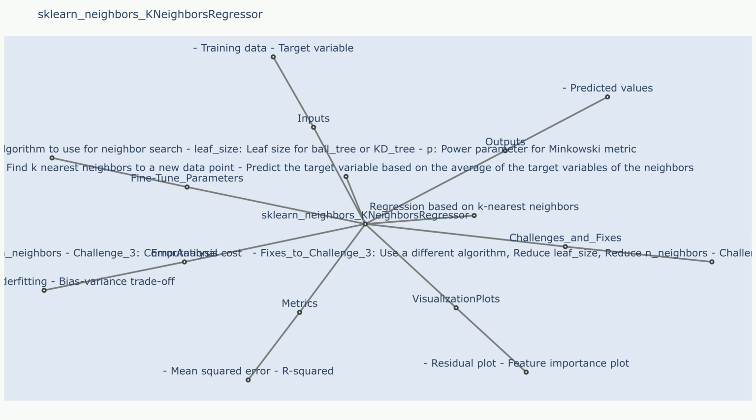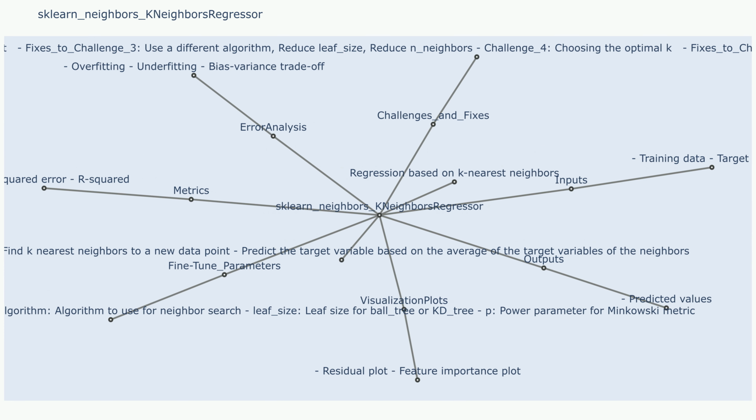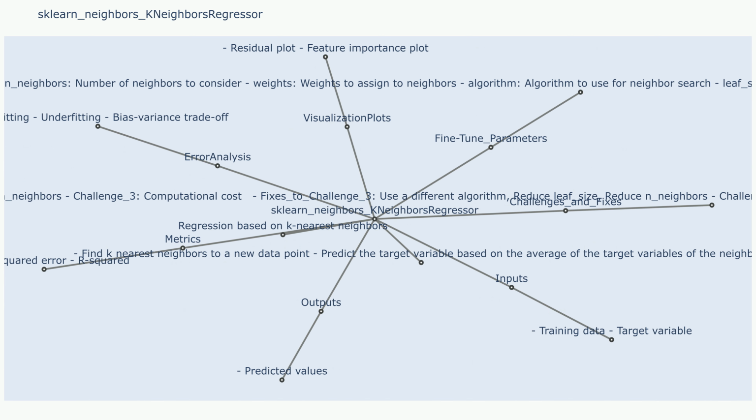Inputs: X. This is the input feature matrix containing the training data. Each row represents a data point, and each column represents a feature. y. This is the target variable array containing the corresponding output values for each data point in the training set. Outputs: y_pred. This is the array of predicted output values for the given input data. Model: this is the trained KNeighborsRegressor object. It can be used to make predictions on new data points.